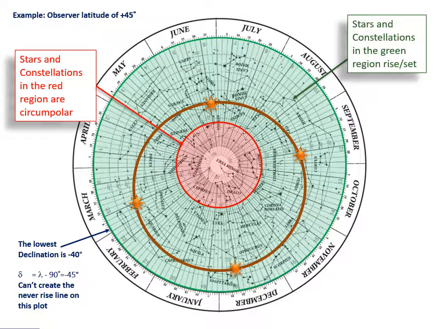Starting with the Northern Hemisphere chart, add the ecliptic line to assist in nighttime observations.